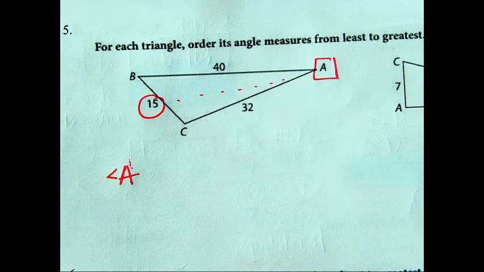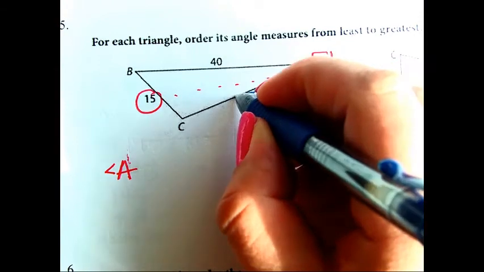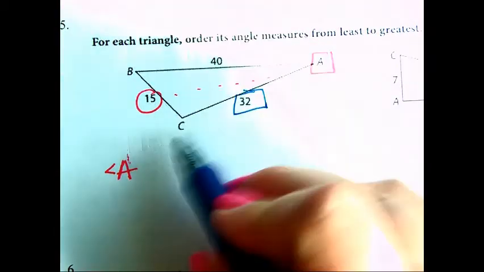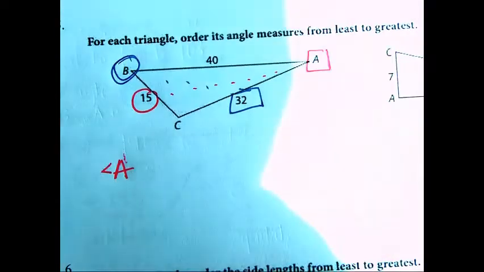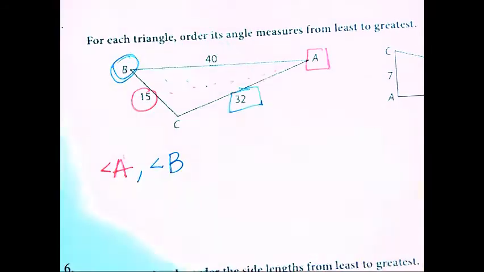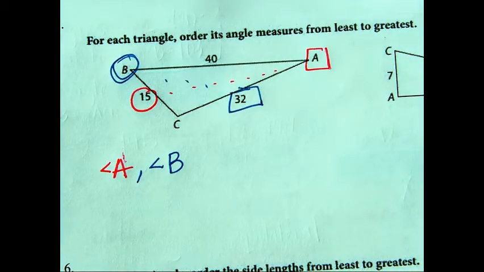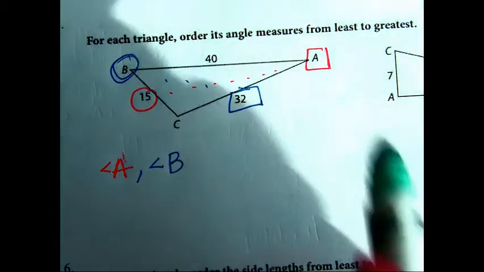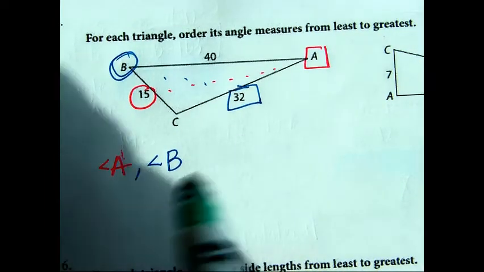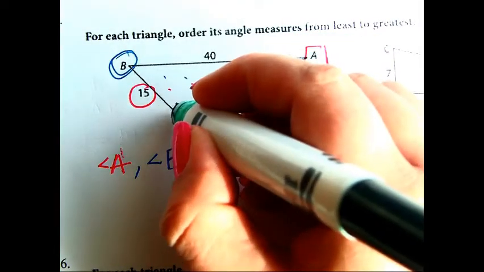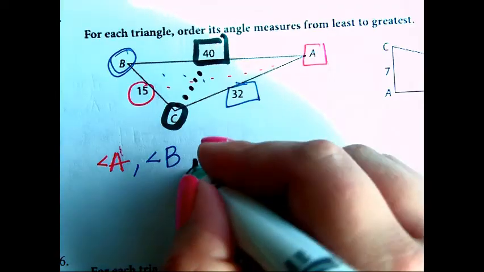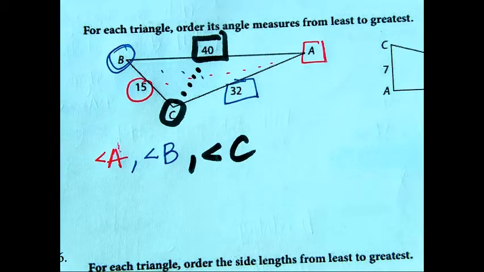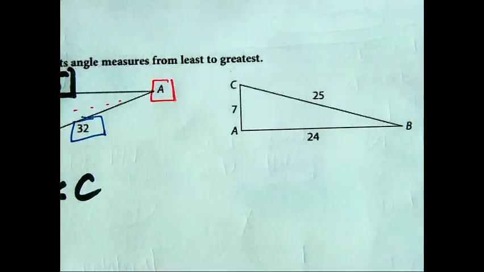And then we have the next smallest, which is 32, which is CA. Well, the angle opposite of CA is angle B. So angle B is the next larger angle. Angle A is the smallest, B is the next biggest, and then the last one, it has to be C. Opposite of C is 40, and 40 is the largest. Okay. So I'm going to leave the next question for you guys to do for practice.